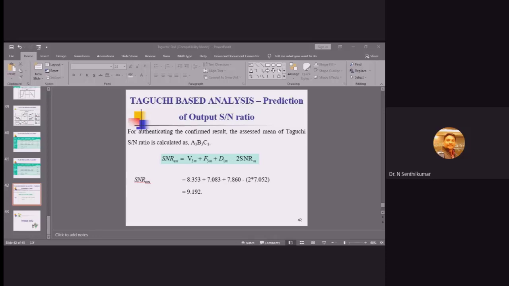So if not, I will go on with a simple example using Minitab software so that you can know. One more question is asked: is Taguchi suitable for multi-objective optimization? Yes, but it will be in a different sense. For this, first we have to determine the signal-to-noise ratios, whether it is maximization or minimization. We have to take the signal-to-noise ratio values.